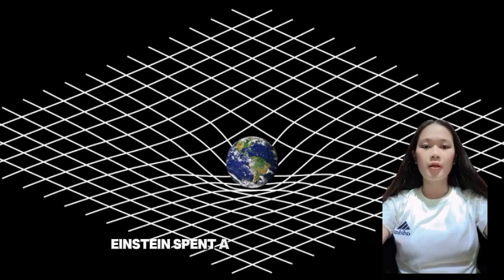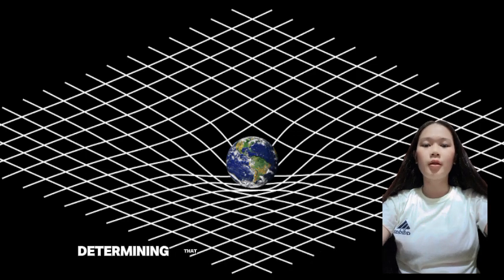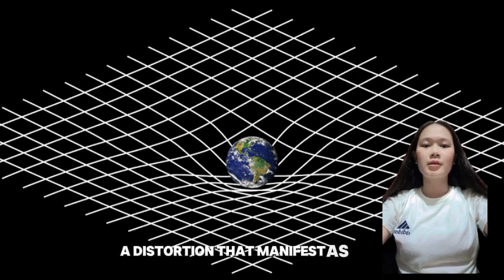Einstein spent the decade between the two publications determining that particularly massive objects warp the fabric of space-time, a distortion that manifests as gravity.